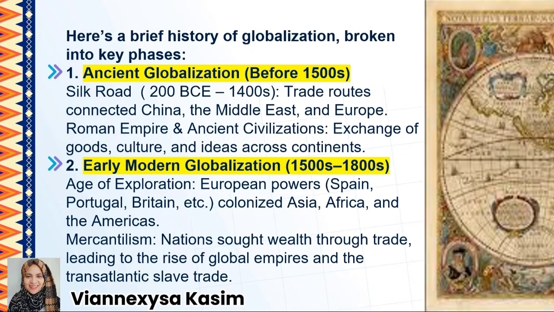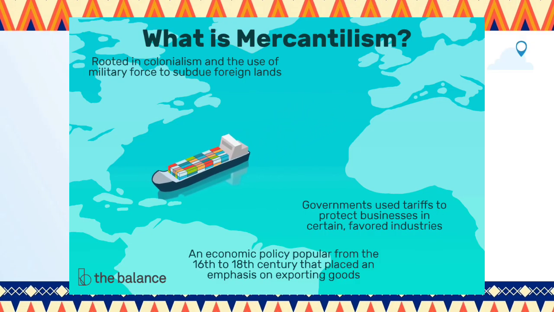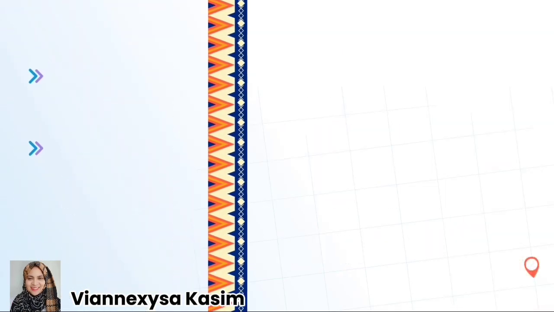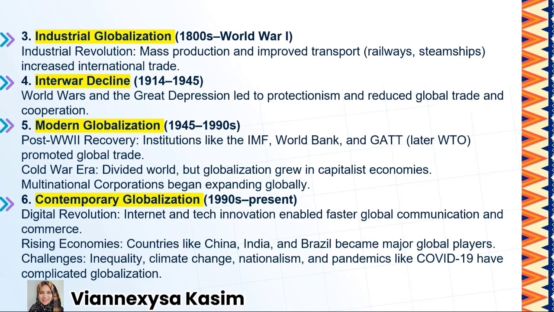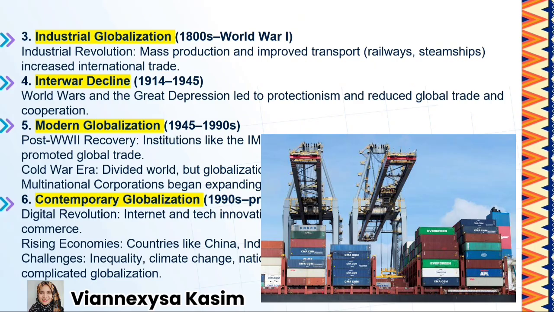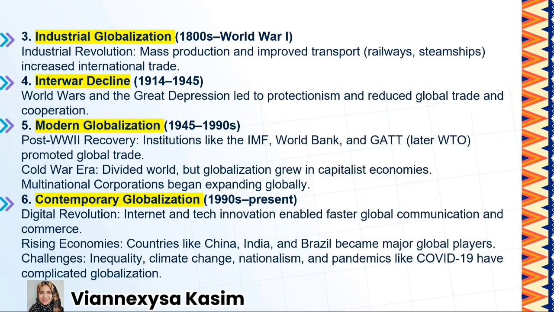Mercantilism: nations sought wealth through trade, leading to the rise of global empires and the transatlantic slave trade. Number 3, industrial globalization, 1800s to World War I. Industrial revolution, mass production, and improved transport like railways and steamships increased international trade. Number 4, interwar decline, 1914 to 1945. World wars and the Great Depression led to protectionism and reduced global trade and cooperation.